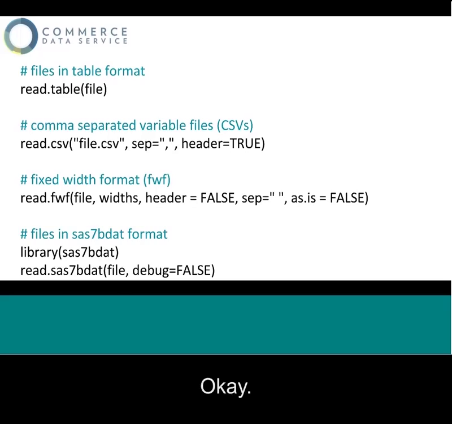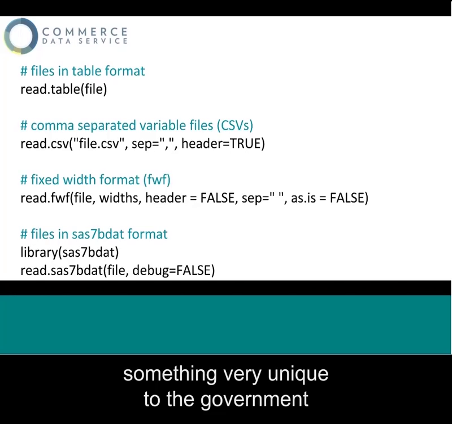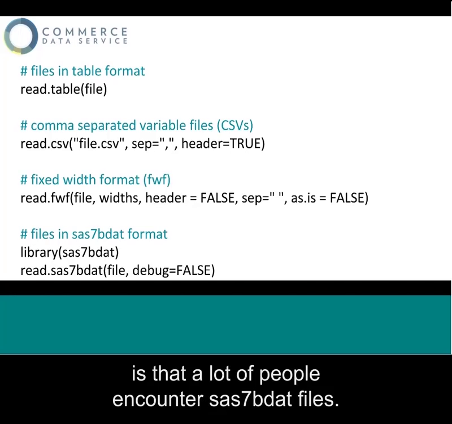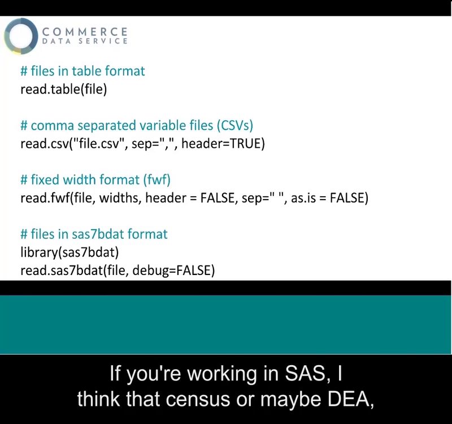Something very unique to the government is that a lot of people encounter SAS 7BDAT files. If you're working in SAS, I think Census or maybe BEA mostly work with SAS files. Built into R, there's no functionality to parse those files and load them into R. But there is a package, being that there are more than 6,000 packages in R, that allows you to read in SAS data files.